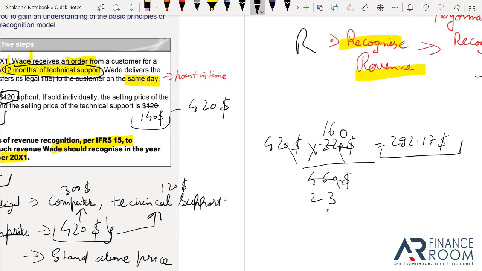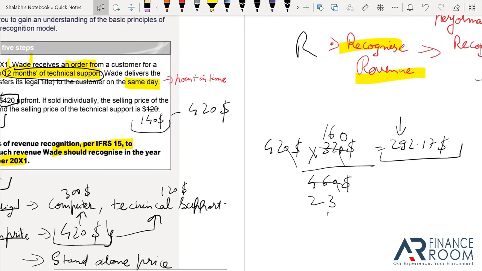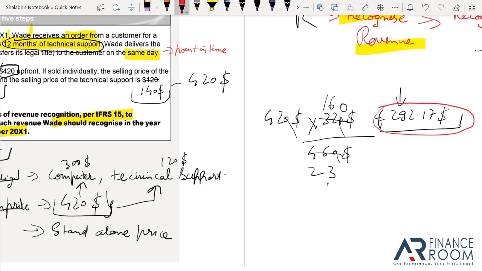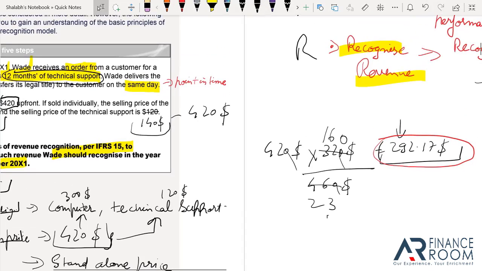Okay, so now this becomes the transaction price for the computer. That is how you are allocating, and the remaining will go to the technical support. If this price is being allocated to the computer, the total that you are getting paid is $420. All right, total you are getting paid is $420.